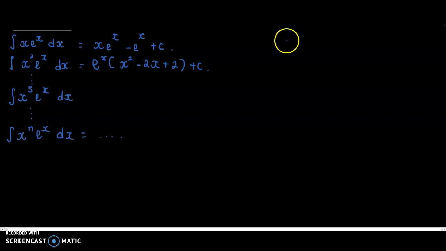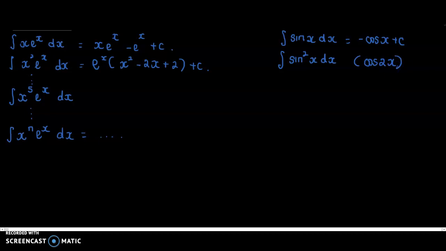Also, let's say we have to integrate sine x. Well, we know that the integral of sine x dx is equal to negative cos x plus c. What about if we integrate sine squared x now? Well, definitely we'll have to use the double angle formula of cos 2x, make sine squared x the subject of the formula and integrate. What about sine cubed x? Again, you'll have to use the triple angle formula to work this out.